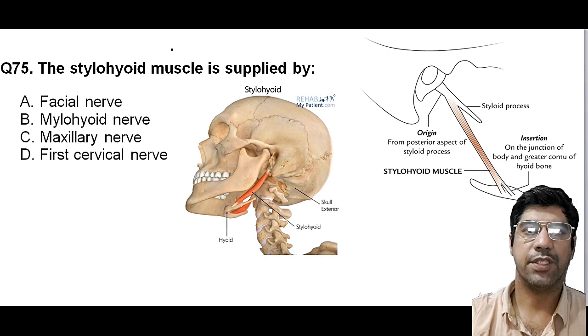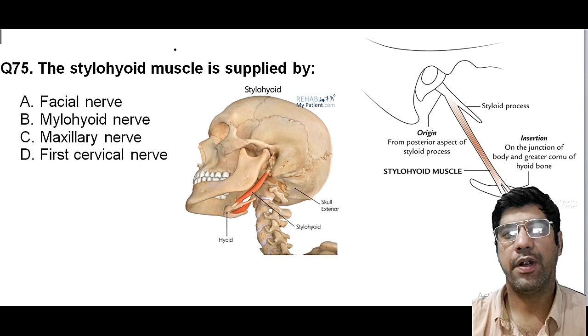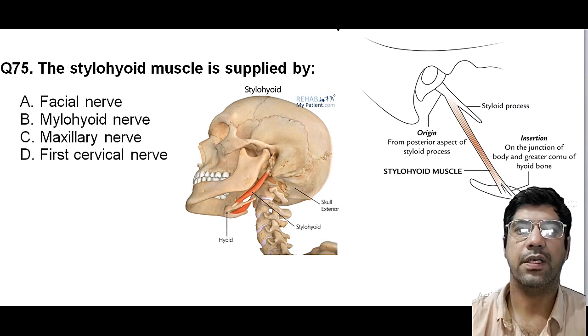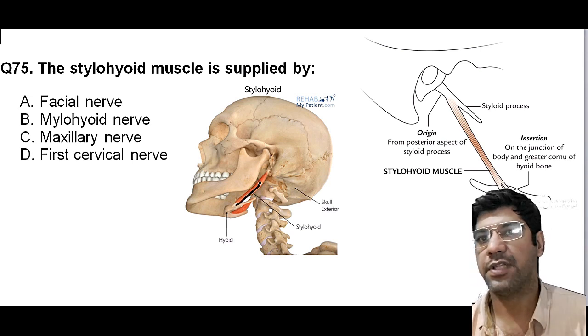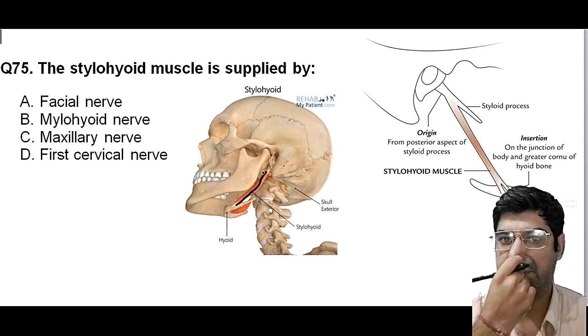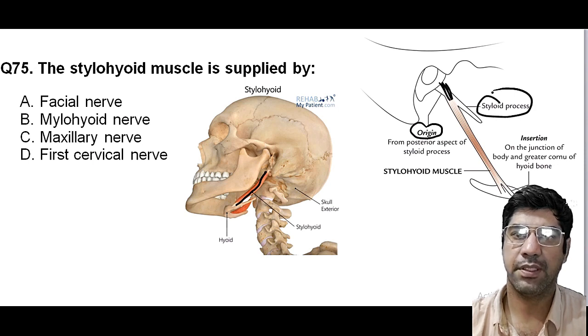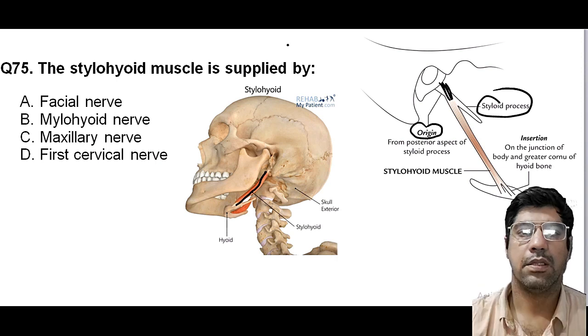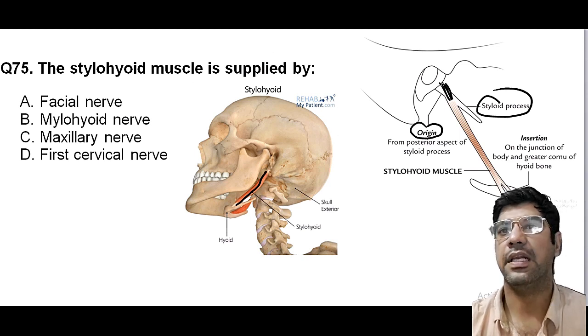So moving to the next question, the stylohyoid muscle is supplied by. So the stylohyoid muscle is supplied by a branch of the facial nerve. This one is the stylohyoid muscle. It has its origin at the styloid process. So it originates from the styloid process of the temporal bone. Think of the styloid process like a tiny finger-shaped bone structure that hangs down from the base of your skull.